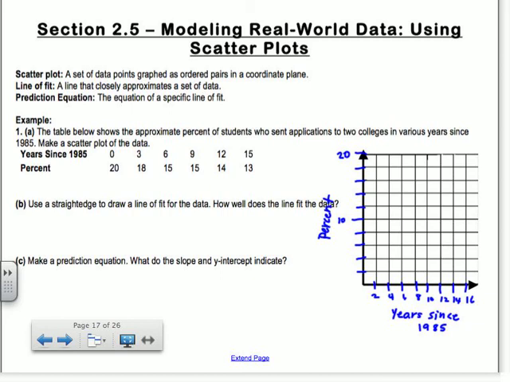And then we graph our points. So I have 0, 20. I have 3, 18. 6, 15. 9, 15. 12, 14. And 15, 13. Just like that.